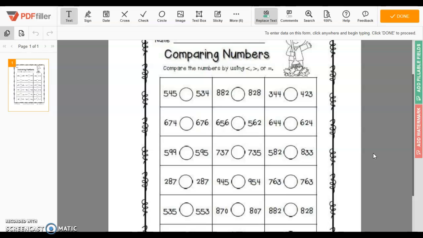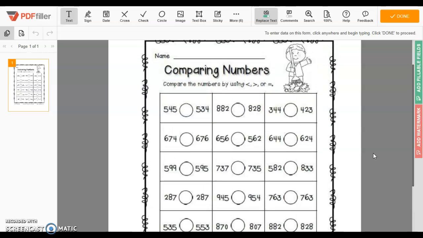We're going to go through all of these together just so that we can figure out what sign we're going to use. So let's start with this one. I have 545 and 534. You're always going to start with the number in the highest place value. So for this one, our highest place value is the hundreds place, so we're going to start in the hundreds place. Right here I have 5. Right here I have 5. They're the same, so I can't really compare them. I have to go to the next place value, which is the tens place, and compare that number.